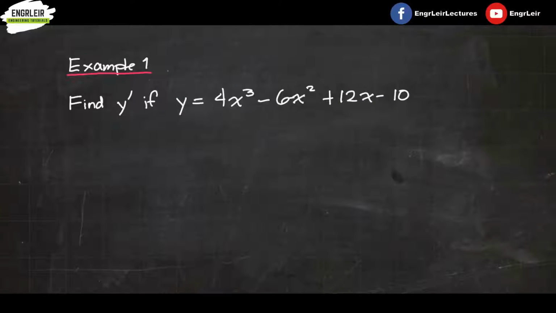Okay, so let's solve some examples. For example, find y prime, so the derivative, if y is equal to 4x cubed minus 6x squared plus 12x minus 10.